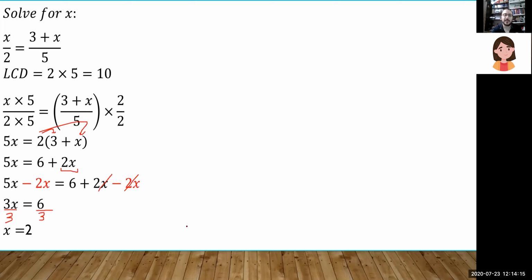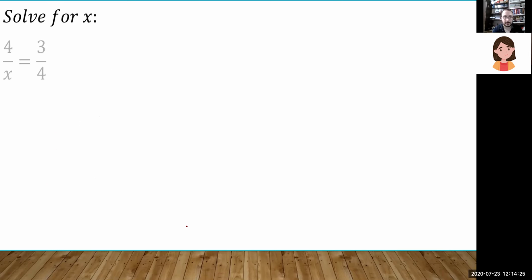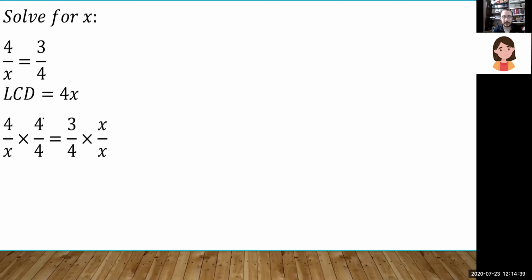So maybe this is a little bit difficult for you. I don't know. But it's important to know. I added other examples. Here the LCD is 4x. You have x here and 4x. So you multiply here by 4 and here by x.